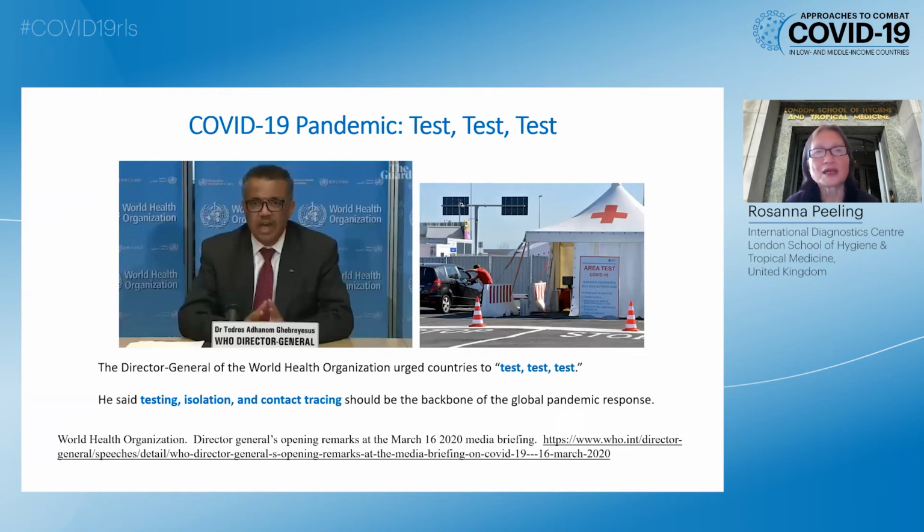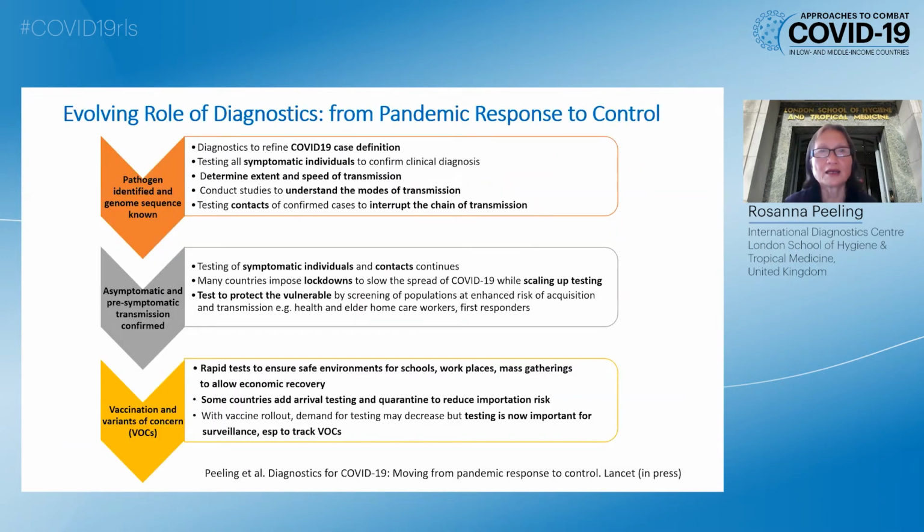At the very beginning of the pandemic, the Director General of WHO already urged countries to test. He said testing, isolation, and contact tracing should be the backbone of the global pandemic response. However, the role of diagnostics has evolved over the pandemic. At first, when the pathogen was identified as SARS coronavirus 2, diagnostics were really needed to refine the case definition by testing all symptomatic individuals to confirm their clinical diagnosis.